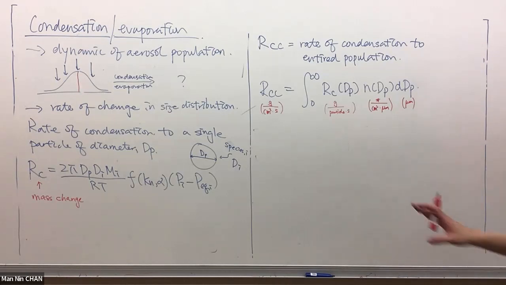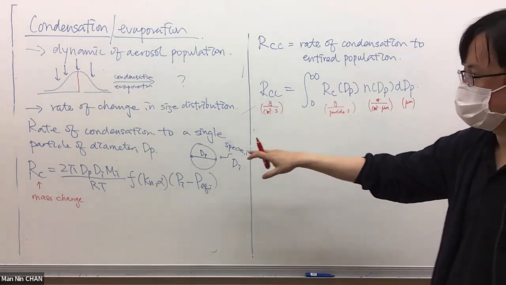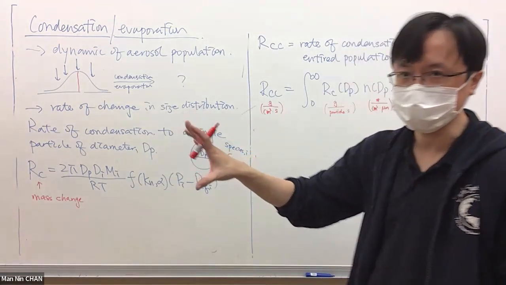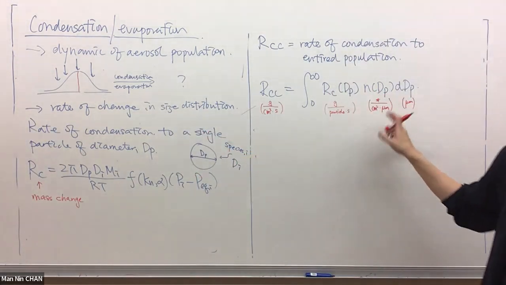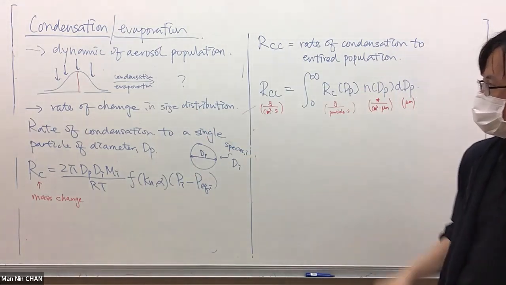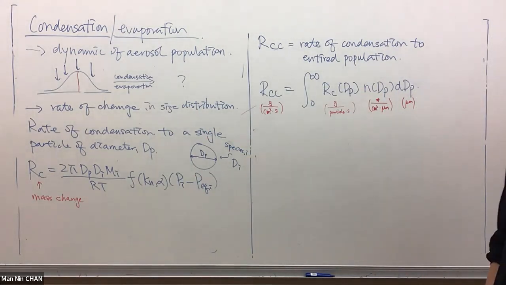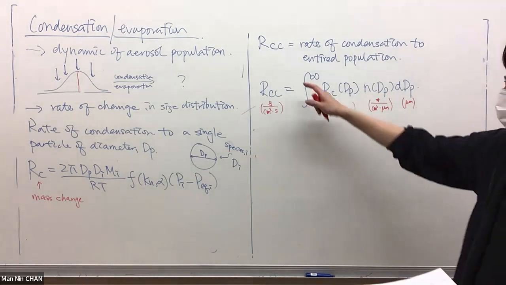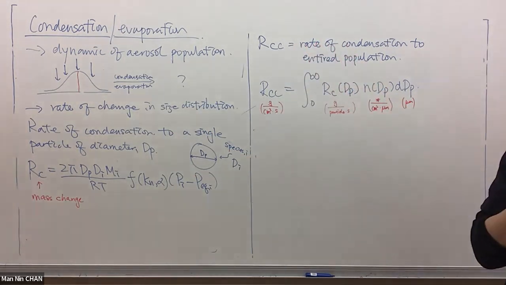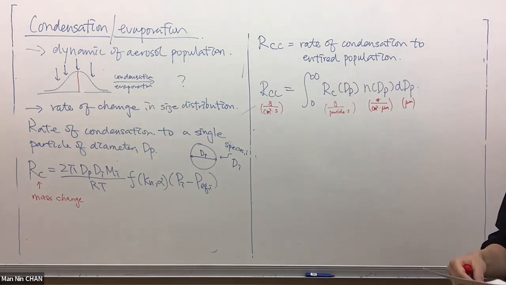Are you okay with this? Because this R_C is the condensation to a single particle, and then you multiply by your number distribution. Overall, it will be gram per m cube per second. So this is the unit for the rate of condensation to your entire aerosol population.